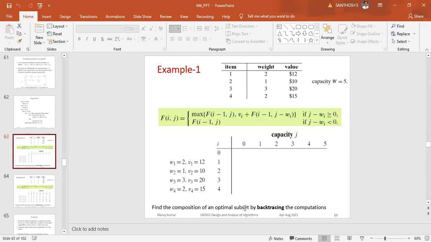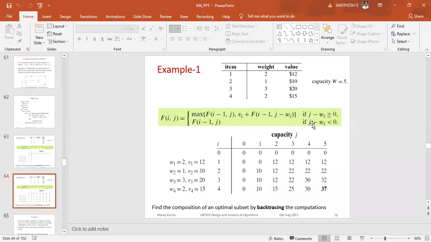So find the composition of the optimal subset by backtracking the computation. What is the capacity they have given? Weight is equal to 5. So when weight is equal to 5, on row 0 everything is 0. Coming to item number 1 with weight 2, you have written 12. So this is the only item. At level 2, weight 2, you have 12, so assign it to 3, 4, 5 as well.